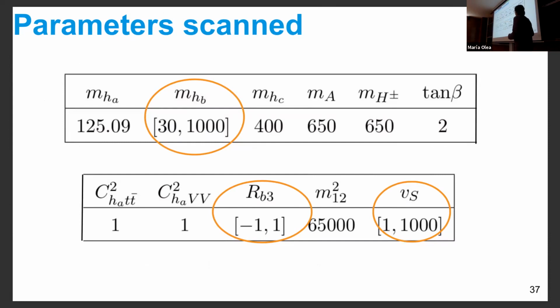Related to the singlet field. So we change the mass of one of the CP even Higgses, its singlet component, and the value of the singlet VEV. And we will also be working in the alignment limit.